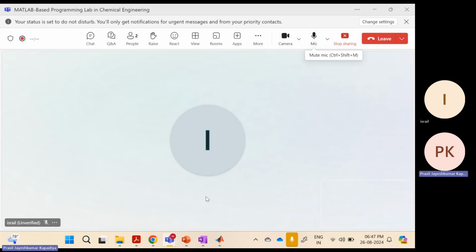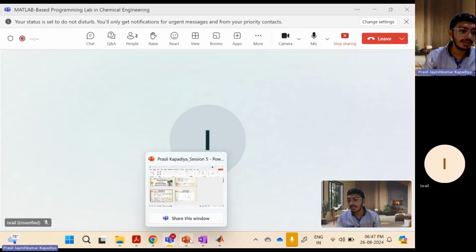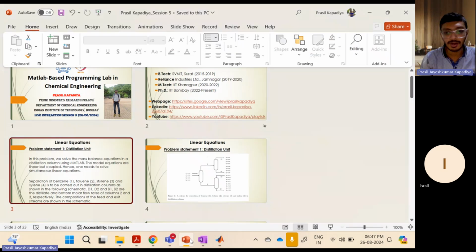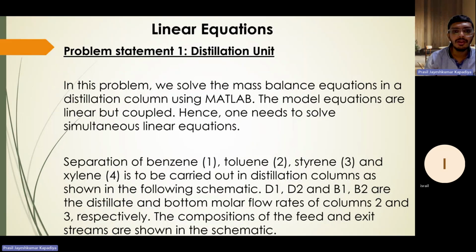Okay, I'm back. So I hope this Gauss elimination and inverse matrix part is clear. So we can move ahead with today's problem statement of the distillation unit. Okay, so let's read out the problem.